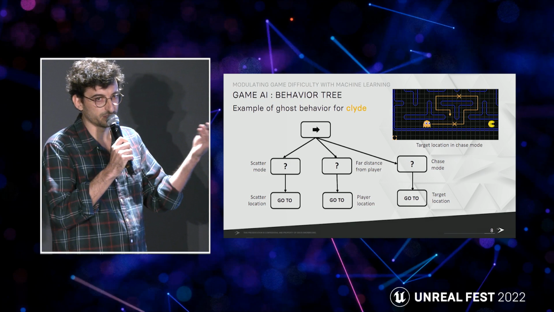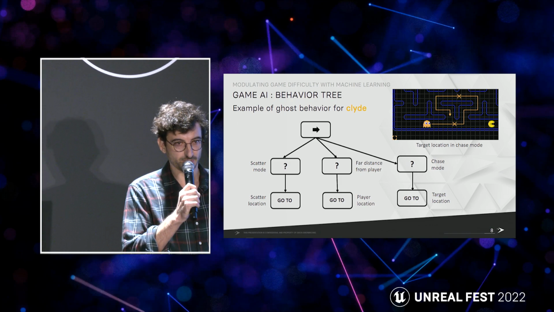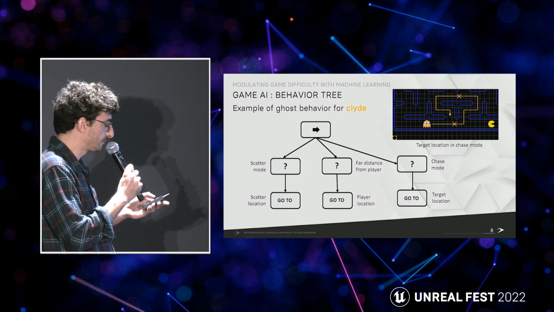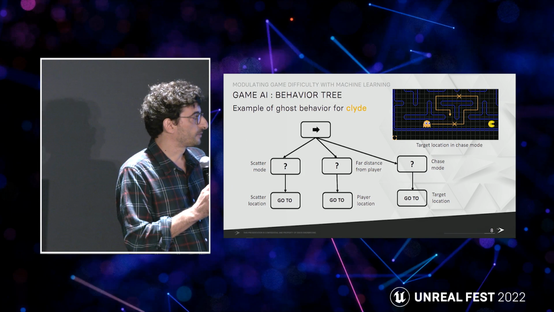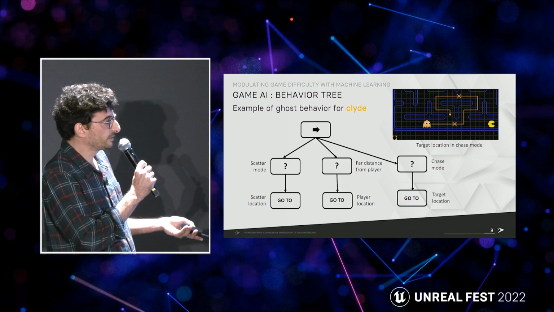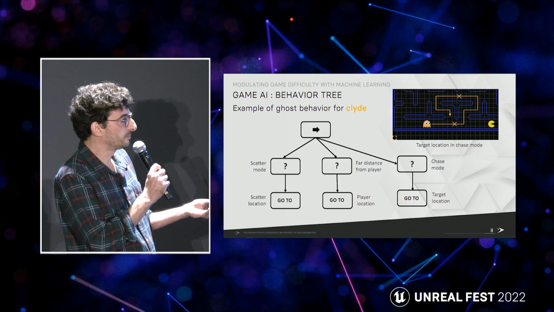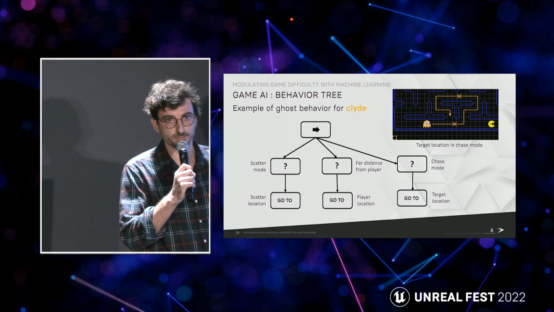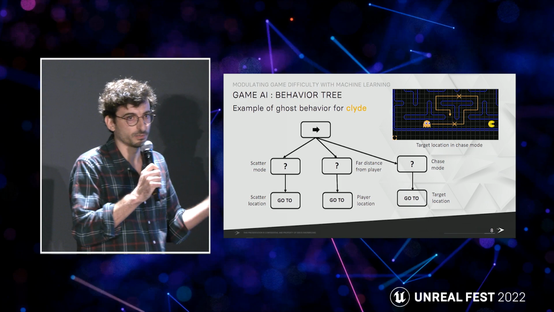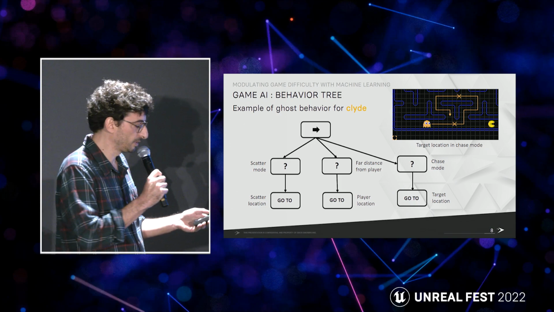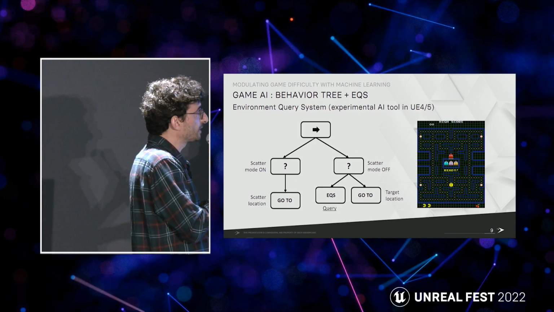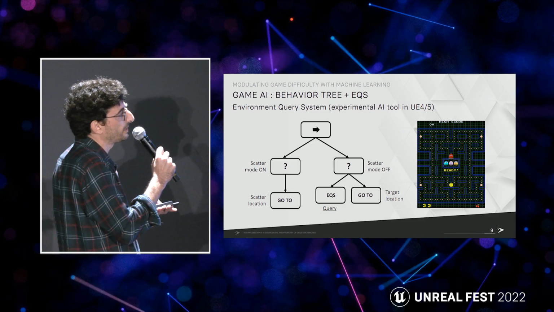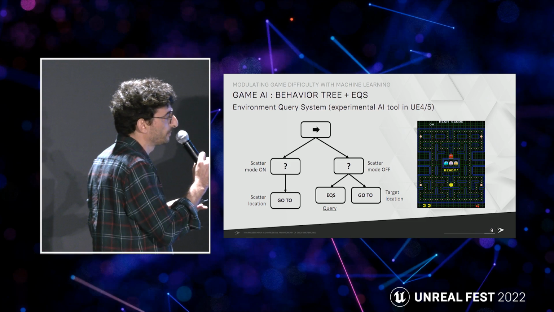So it made this ghost a bit unpredictable. Sometimes chasing Pac-Man, sometimes doing his own thing. So you see that the complexity of the behavior tree can, in this simple example, be a bit scaling. You can imagine how more complex behavior could be implemented and how you can have a very large and wide behavior tree. So to tackle that, Unreal has an experimental AI tool called the Environment Query System.